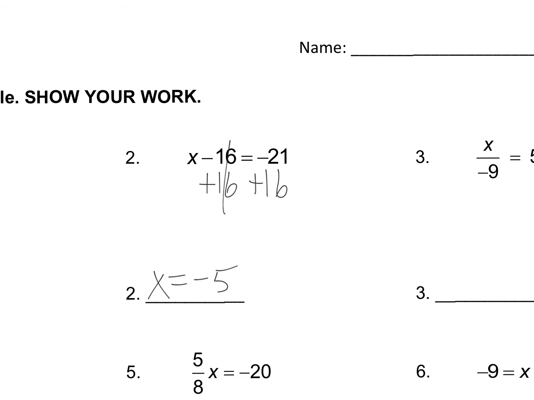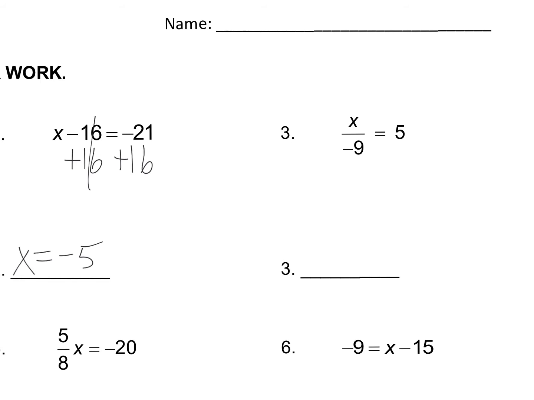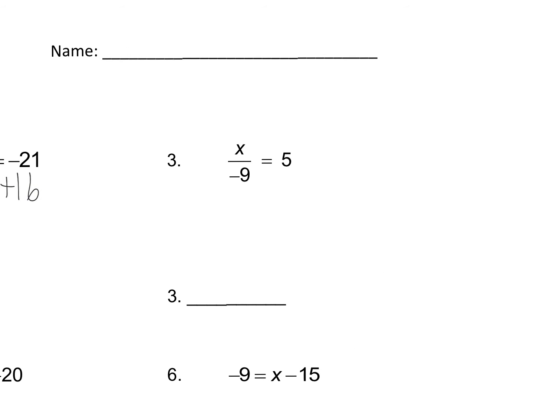And note, you can go back to your floats and anchors. -21 is 21 anchors and 16 floats, so that puts us at -5. For the next one, we want to undo division, so we multiply by the denominator, -9. So you multiply by -9 on both sides, these cancel, and we get x equals 5 times -9, which is -45.